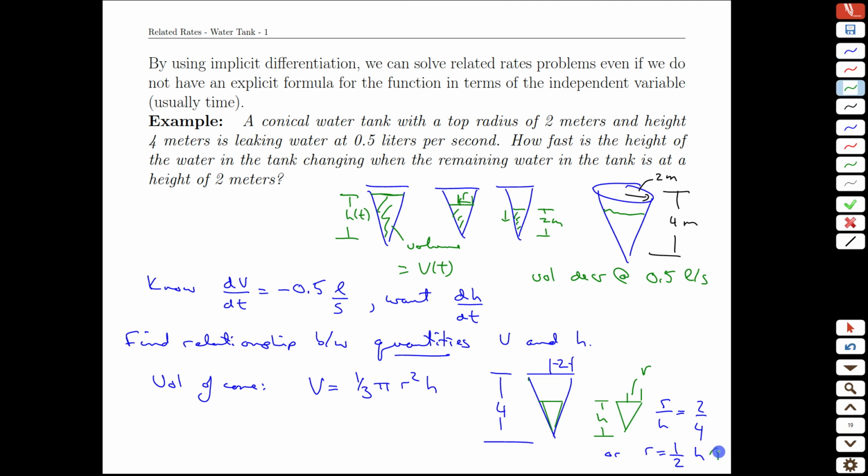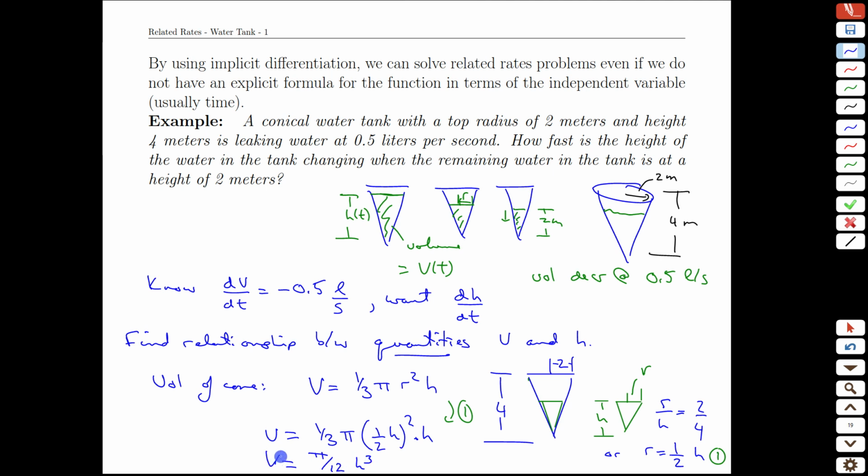Let's call that equation 1 and plug that into here. We're going to have volume equal to 1/3 pi r squared, so 1/2 h all squared, times h, and we can tidy that up a little bit. We'll have h squared times h is h cubed, and we'll have 1/2 squared, which is a quarter, times a third is 1/12.